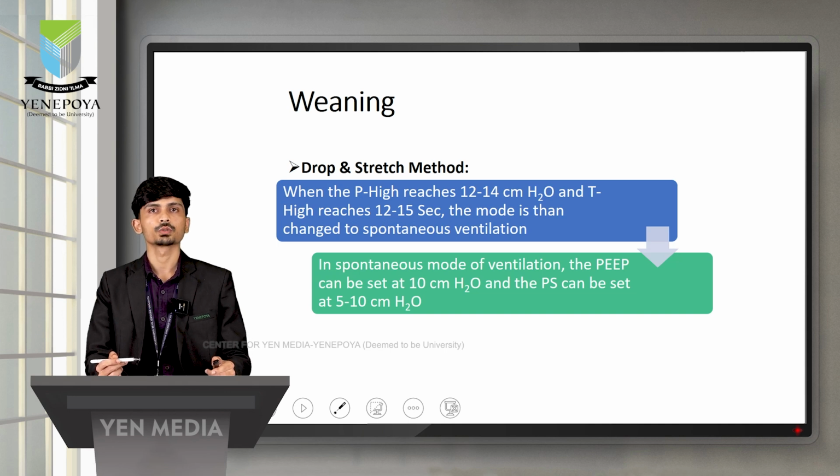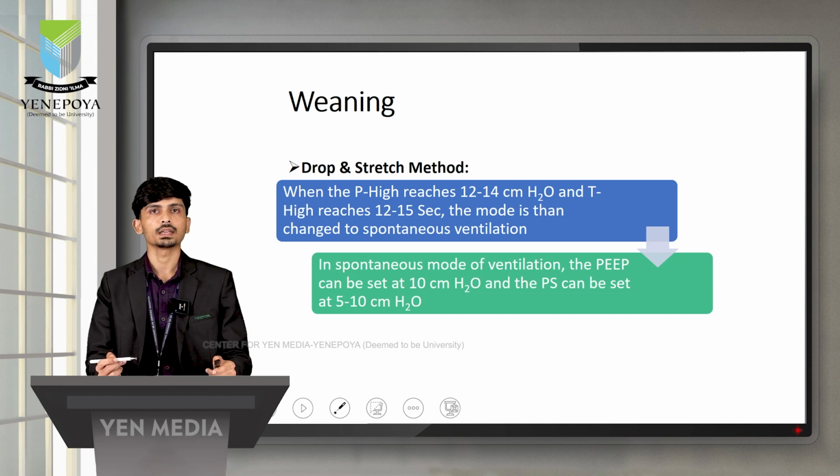In this mode, you are going to start a PEEP, a higher PEEP you are going to target, around 10 to 12 centimeter of water, so that it will match the P high from the previous mode, the titrated P high, not the initial P high. So if you achieve a P high of 12 to 14 centimeter of water after weaning, in the spontaneous mode you are going to start a PEEP of around 12 or 10 centimeter of water.